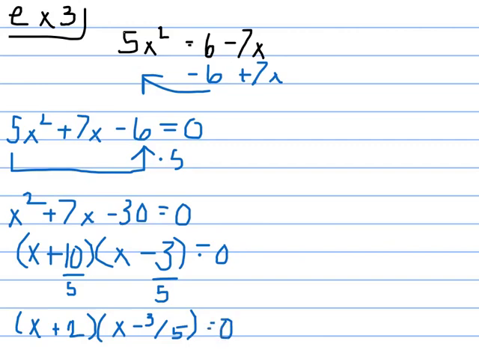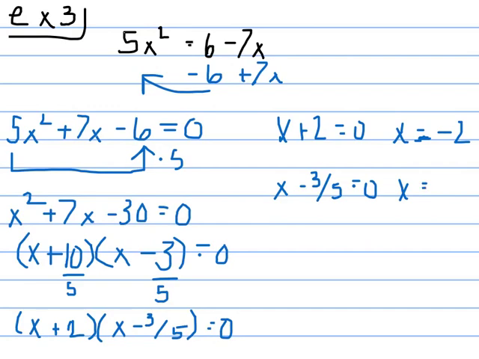So that means my solution is when x plus 2 equals 0, so x equals negative 2. And then also when x minus 3 fifths equals 0, so that means when x equals 3 fifths. So there we go. There's the solution to our polynomial equation.